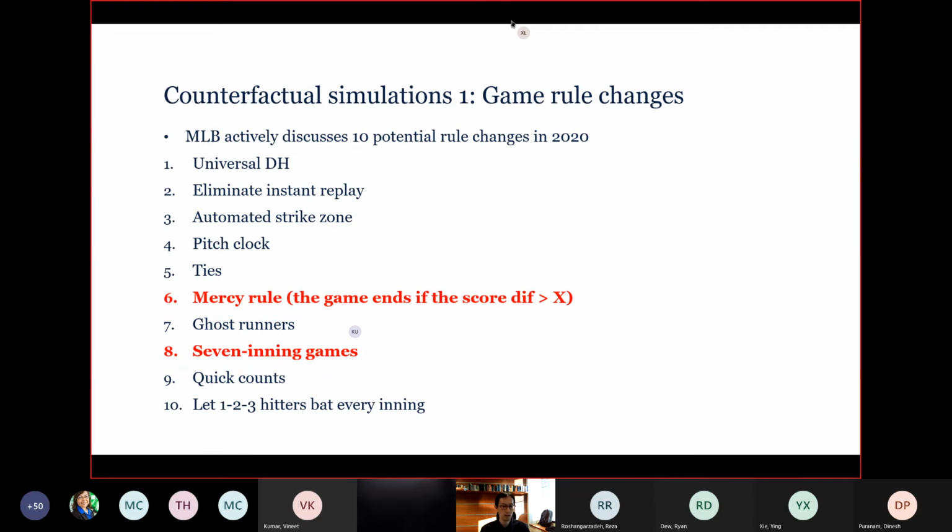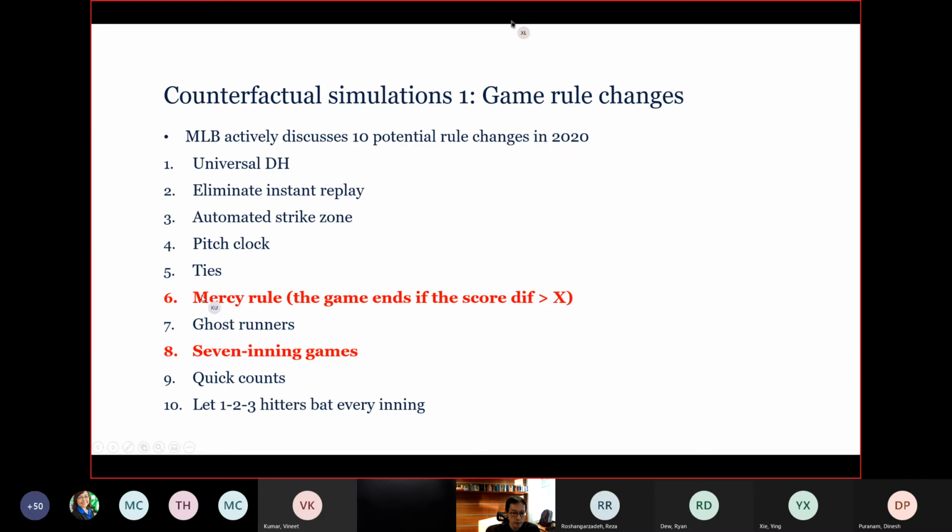Right. So we have estimated this choice model, and using this choice model, we're going to do some counterfactual simulations to think about some product design. The counterfactual simulations we're going to do are game rule changes. And like I said in the introduction, Major League Baseball is actively talking about possible rule changes in 2020. Some rule changes are actually implemented, some are not. For this analysis, we're going to focus on two rule changes.